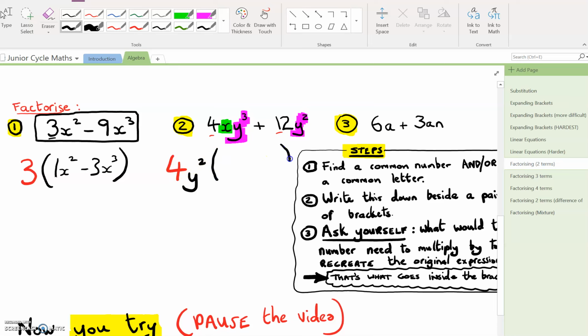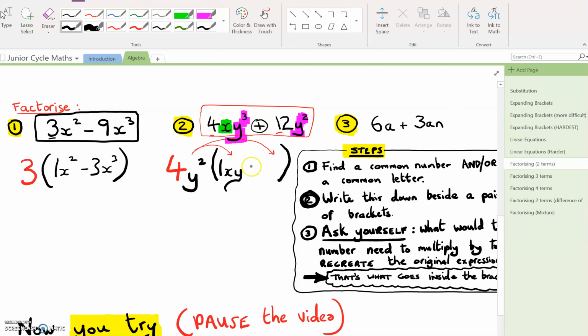So now I put down my two big brackets. And I ask myself, what do I need to multiply this term here, this 4y squared, by to recreate this original expression? Let's see. 4 by 1 will give me the 4. And y squared by what gives me xy cubed? Well, I need to have an x in there. And I'll need to have another y. Because y squared by y, then I'll have y cubed.